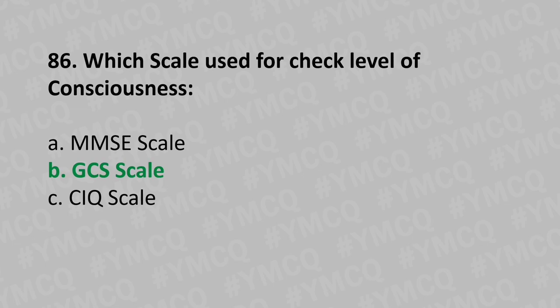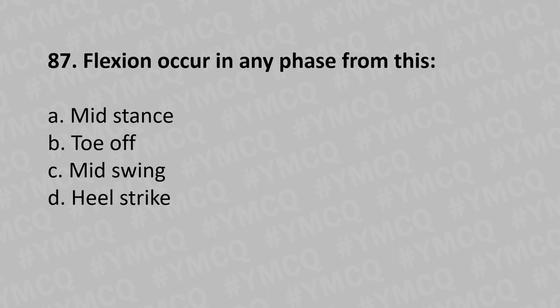Flexion occurs in which phase? Option A, mid stance. Option B, toe off. Option C, mid swing. Option D, heel strike. And the answer is option C, mid swing. Moving to our 88th question.